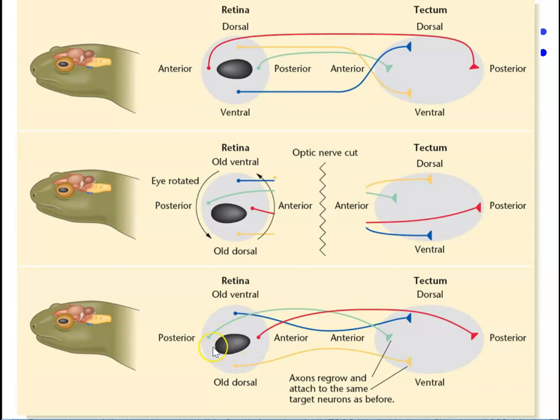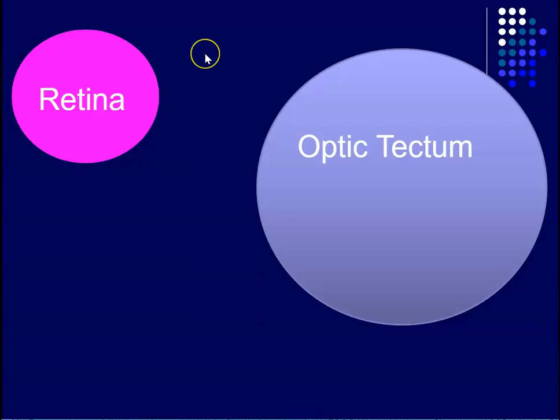This was a crucial finding. It showed that these axons were somehow finding their way back to the appropriate targets despite coming from a different location. How were they doing it? How were they finding the way? The key was what Sperry called chemoaffinity, using chemicals to navigate and find their way.